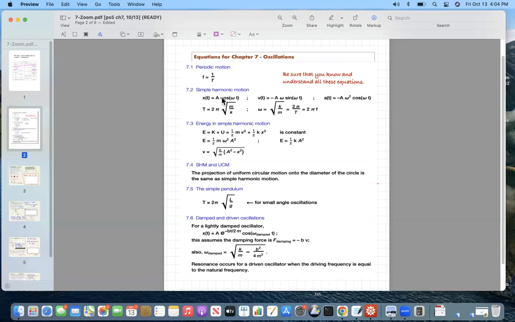But then as the object oscillates, there'll come a time when the kinetic energy is 0. That's when it reaches its maximum amplitude. And so then the energy is just 1/2 k A squared. All of the energy is in the form of potential energy. These two energies are the same because energy is a constant.